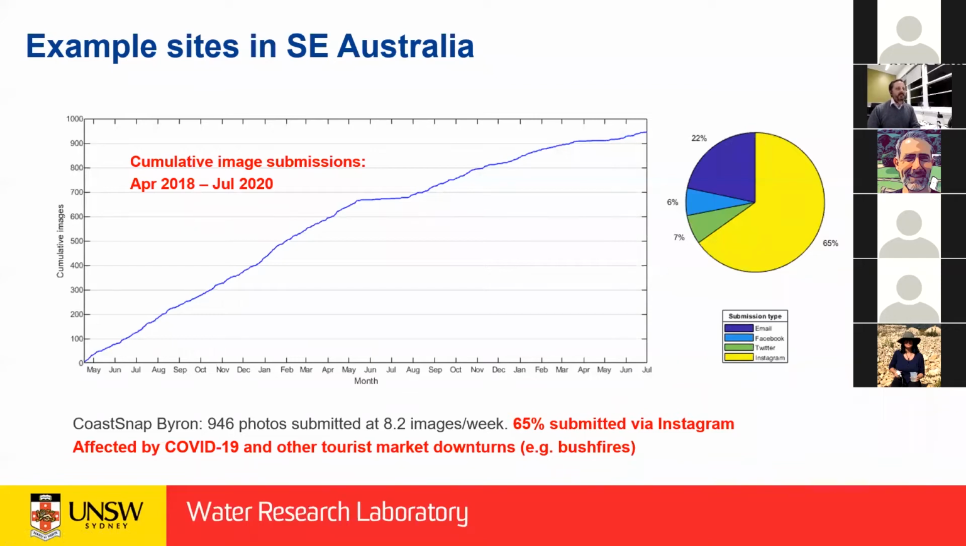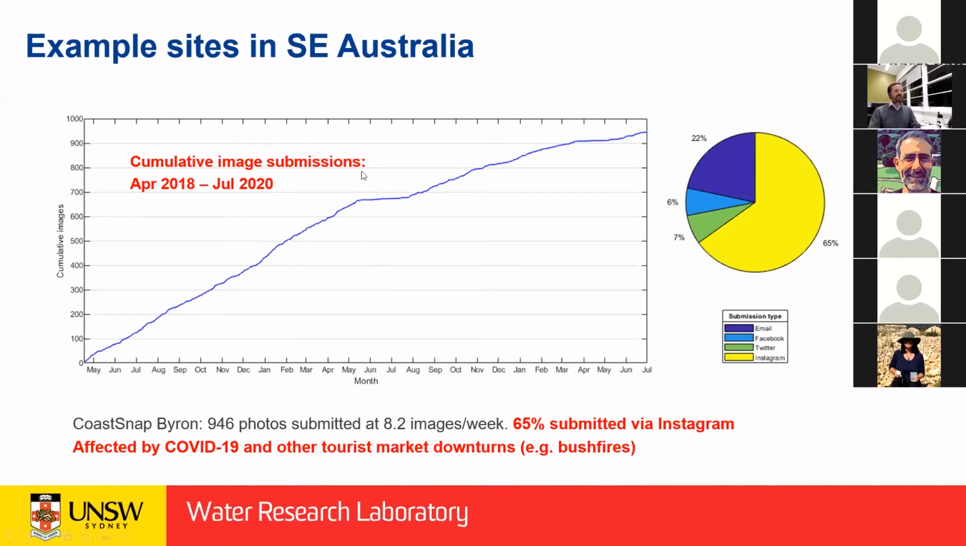But in contrast to the blacksmith site, this is the breakdown. So we're getting a similar kind of number of photos submitted, about 8.2 per week, but interestingly, we're getting 65% submitted via Instagram. So if you're not using Instagram at some sites, you're going to miss out on a lot of potential contributions.